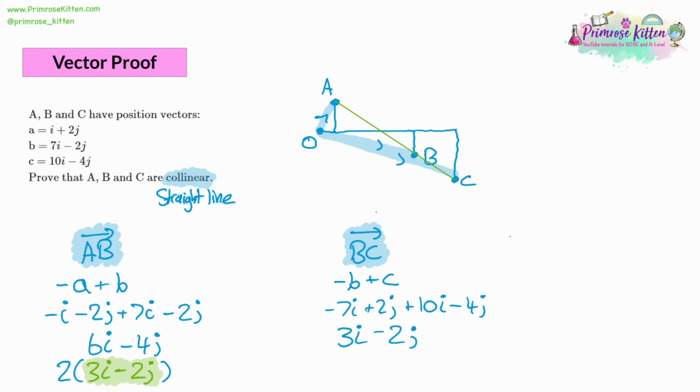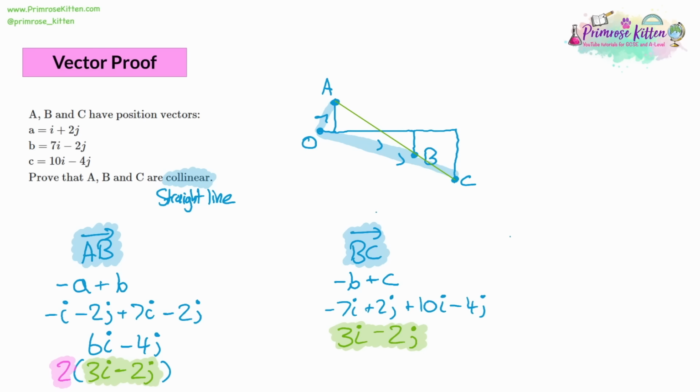So we can see the actual i and j bit is the same length and the same direction. It's just that AB is multiplied by 2 as well, which means that AB is twice as long as BC. So when we're proving something's a straight line, they don't need to be the same direction and the same length. For a straight line, they're only going to be in the same direction, and so you only need to look at the direction bit.